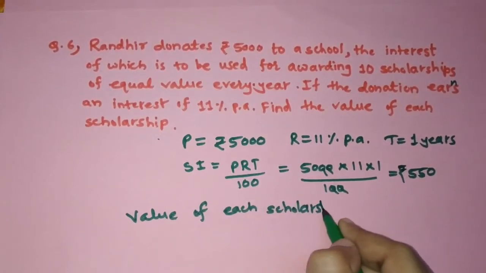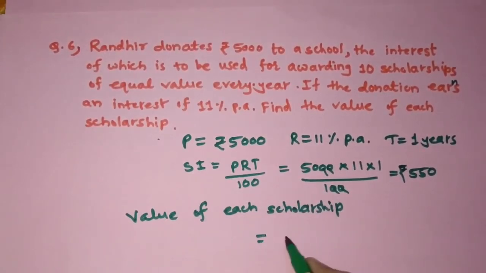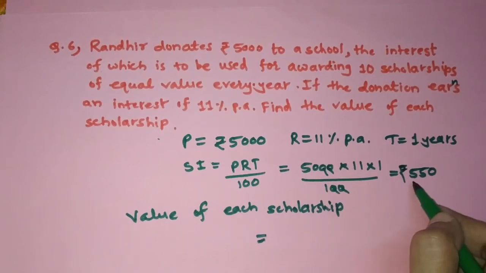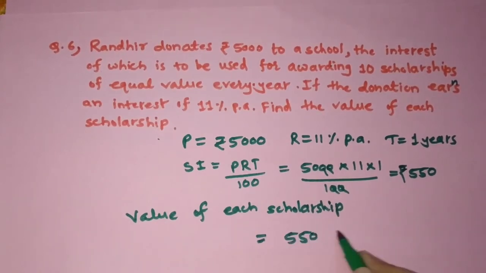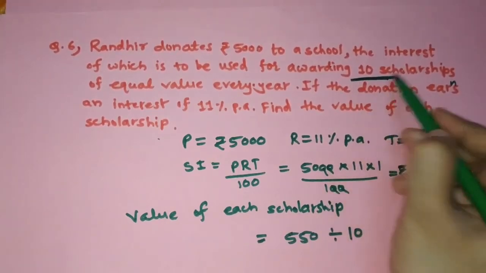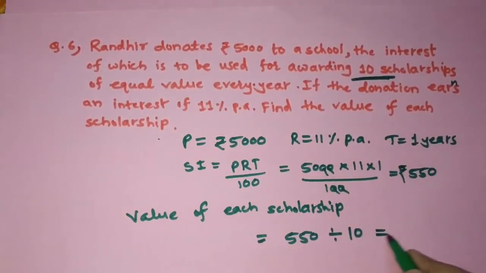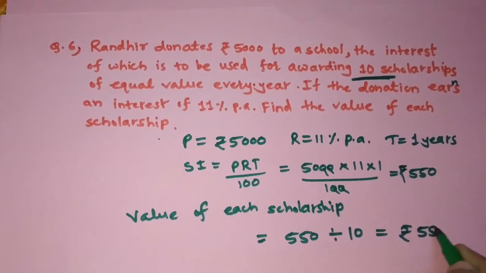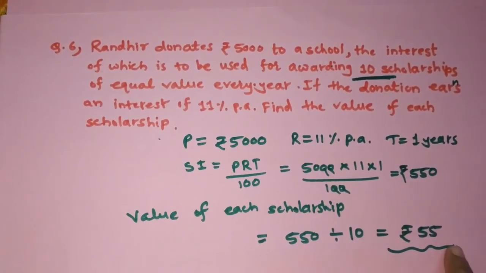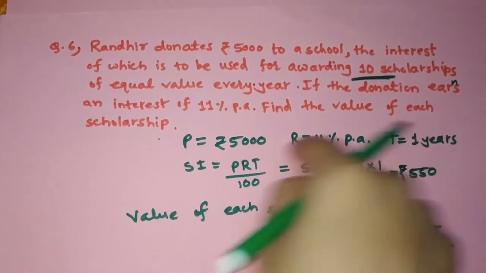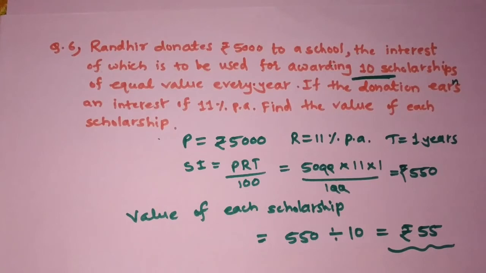The value of each scholarship is equal to the simple interest earned divided by 10, because 10 scholarships are there. That's why we'll divide by 10. So you'll get rupees 55 for each scholarship. Means the value of each scholarship is rupees 55, which he is earning as simple interest. So he is using that for the scholarships.